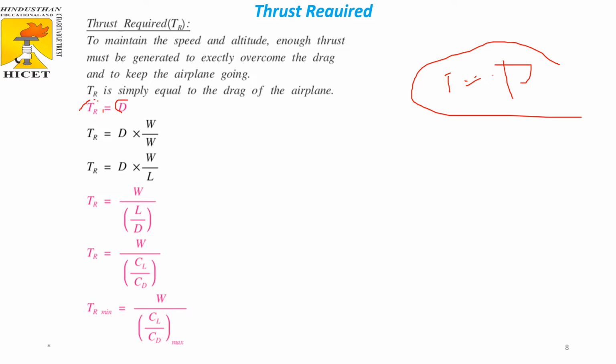So thrust required equals drag. Here we are multiplying and dividing the equation with respect to W. L is equal to W, that is for steady level flight conditions. So W will be there, D will come down, so L by D. Instead of L by D you can write CL by CD. Based on this equation, if CL by CD is maximum, your thrust required will be minimum.